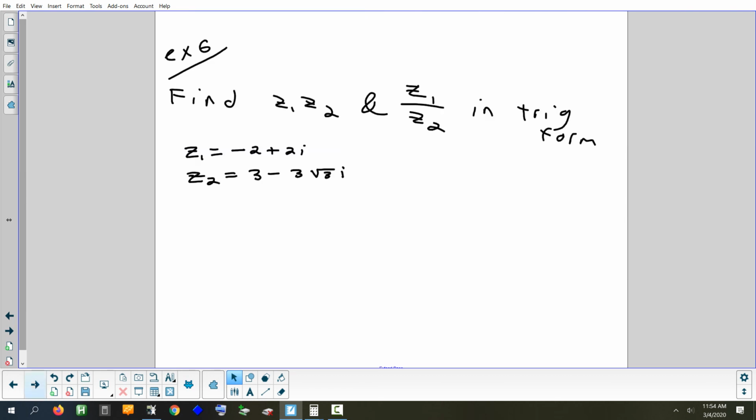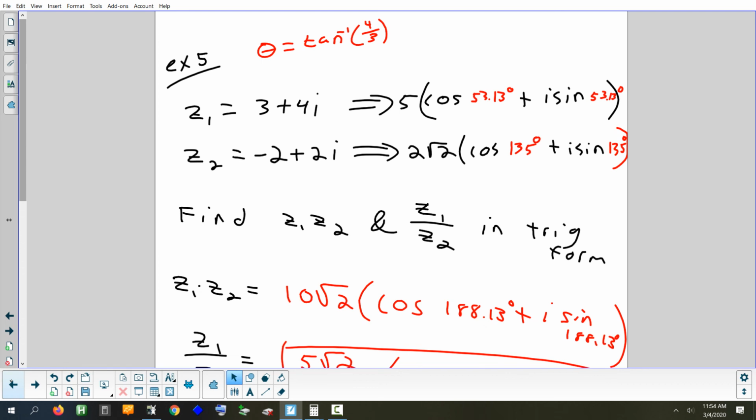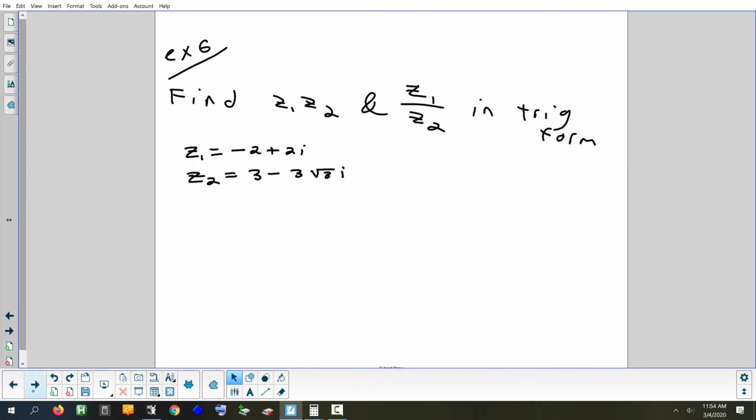All right, let's just practice converting those to trig form, and then one of the homework questions will be having you multiply and divide them. But let's do part of it now. All right, negative 2 plus 2i. Did we already do that one? Yes, so that one's already done.